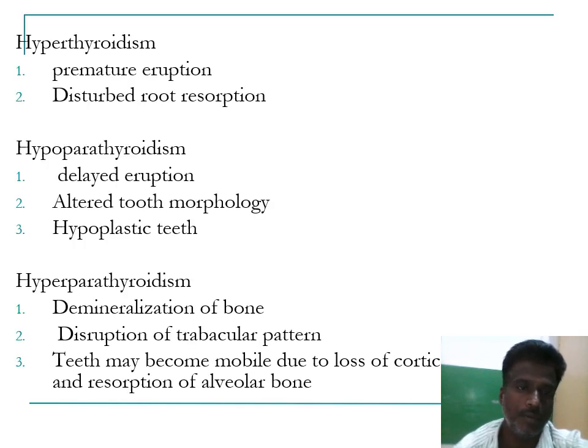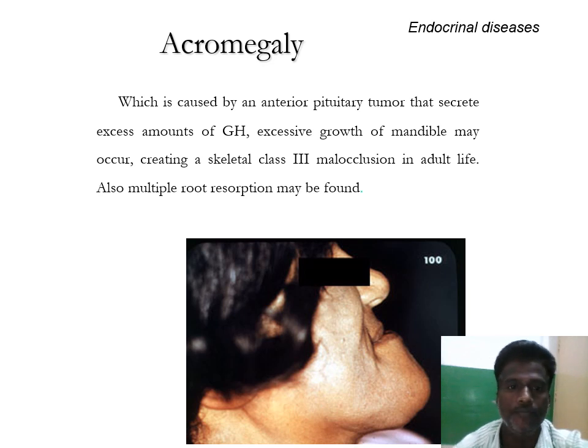Abnormal root resorption patterns, delayed eruptions, gingival disturbances, retained deciduous teeth, irregular teeth arrangements. Then coming to hyperthyroidism: premature eruption, disturbed root resorption. Hypoparathyroidism: delayed eruption, altered tooth morphology, hypoplastic teeth. Hyperparathyroidism: demineralization of bone, distortion of trabecular pattern, teeth may become mobile due to loss of lamina dura and resorption of alveolar bones. Acromegaly is caused by an anterior pituitary tumor that secretes excess amounts of growth hormone.